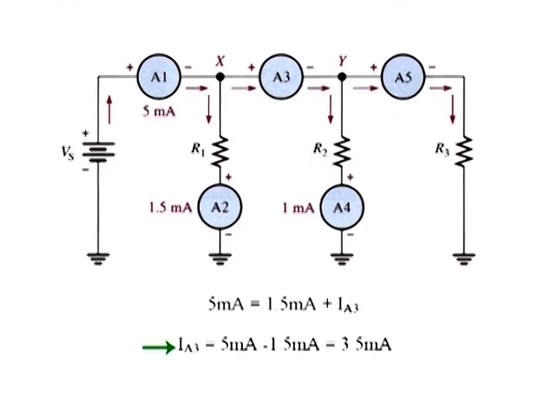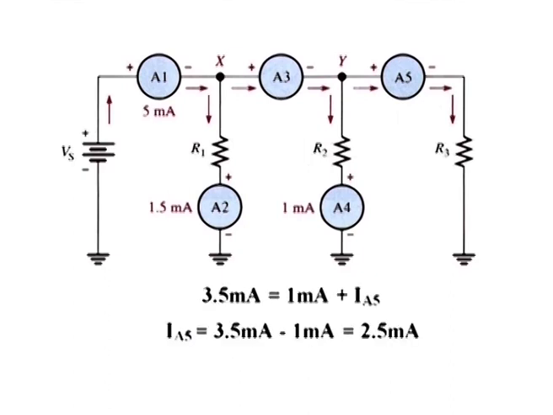Solving for the current through ammeter A3 yields IA3 is equal to 5 milliamperes minus 1.5 milliamperes, and it comes out to be 3.5 milliamperes. To find the current in ammeter A5, we apply Kirchhoff's current law at node Y. The total current into node Y is IA3, which is equal to 3.5 milliamperes. Two currents out of node Y are 1 milliampere through resistor R2 and the current through A5 and R3.